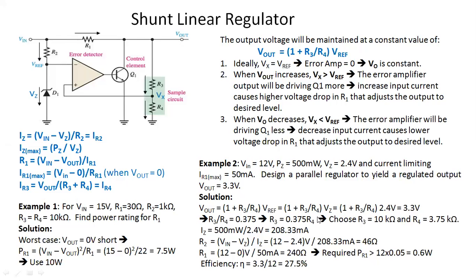If you are solving for the R2, we are having the equation for R2, that is nothing but R2 equal to V in minus Vz upon Iz. So you can take V in minus Vz upon Iz. We are having the value for V in.